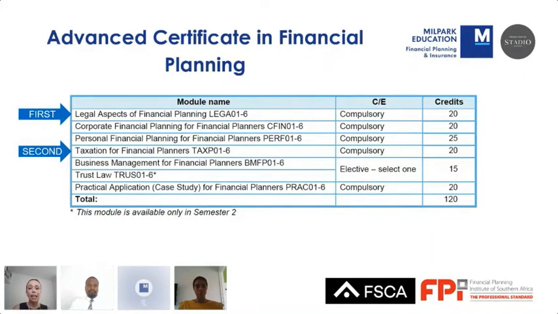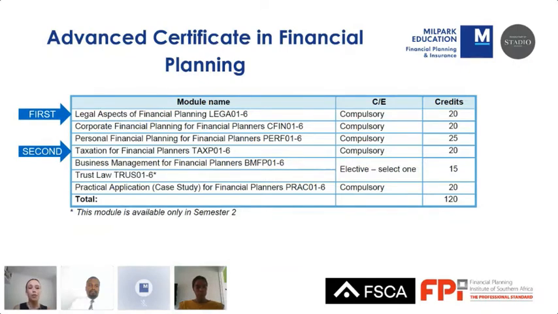Again, there are electives to choose from here, but they run in both semesters, so it is not as important at this point in time to choose your elective. And I want to correct myself. Trust law only runs in semester 2. So if you choose business management for financial planners, you can do that in either semester 1 or semester 2. But if you want to do trust law, that is only available next semester.